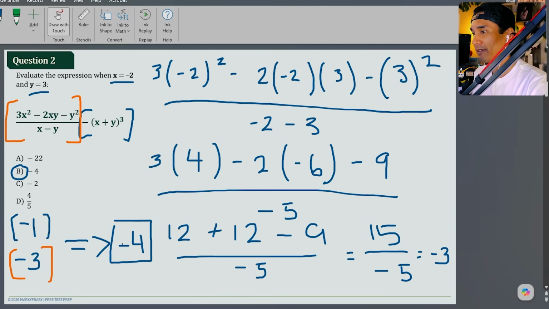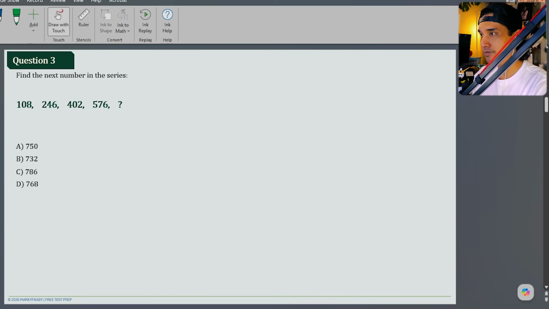Why do I know that? Because I have the answer key. Okay, that's it, folks. That is question number 2. The skills you learned: you substitute using parentheses, you evaluated exponents, you managed several negatives, and you had to follow the order of operations. All right, next question.